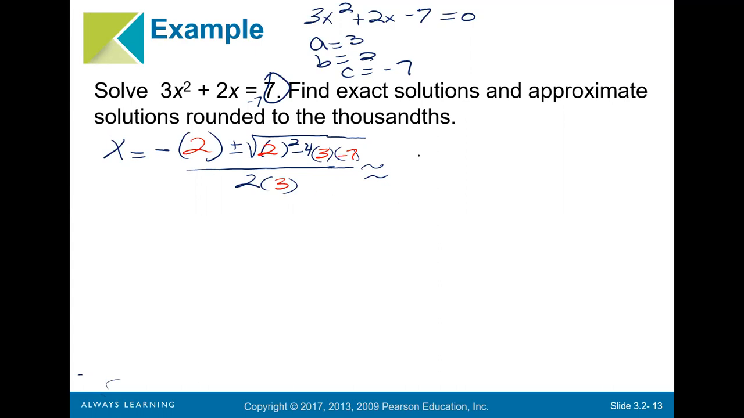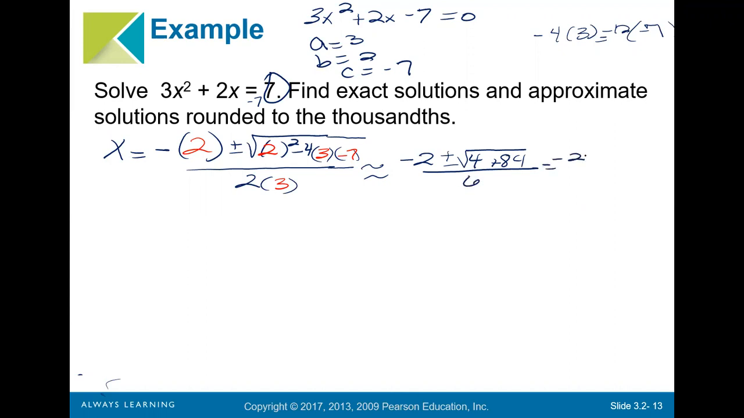So I got negative times positive 2, so I got a negative 2, right? Plus or minus. I got 2 squared is 4. I have negative 4 times 3, which is negative 12, right? And I got negative 12 times negative 7. I'm doing it on the side, but it's positive 84, all divided by 2 times 3 is 6.